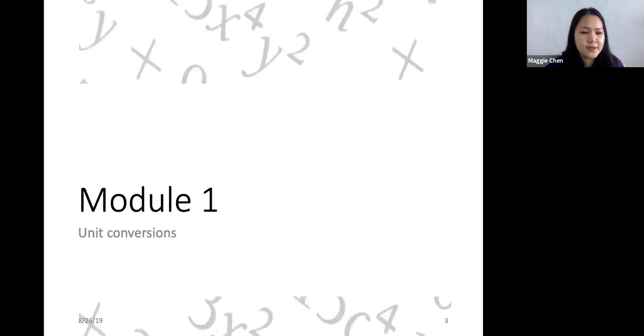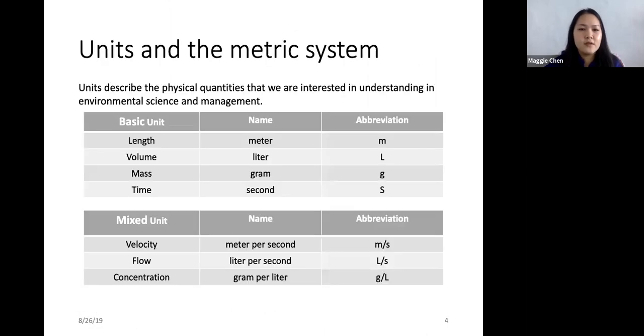So first, unit conversions. Units describe the physical quantities that we're interested in understanding in environmental science and management. So there's different types of units. Some basic units are length, volume, mass, and time. So length, we have as an example, meter, which can be abbreviated as lowercase m. Volume could be, an example of that would be liter in uppercase L. Mass could be grams in lowercase g. Time, as an example, would be second or s.